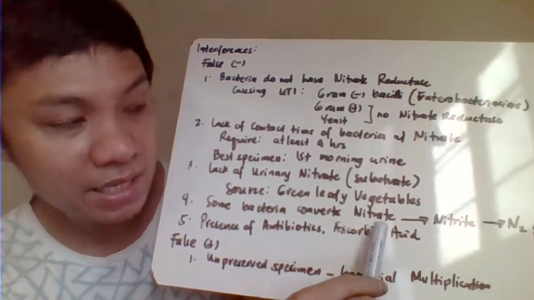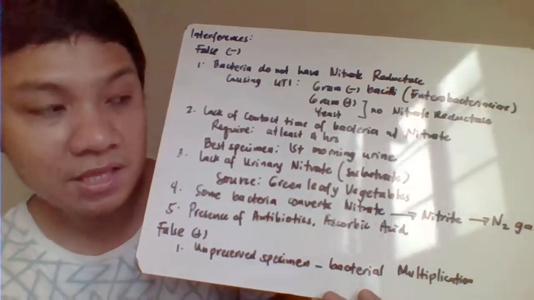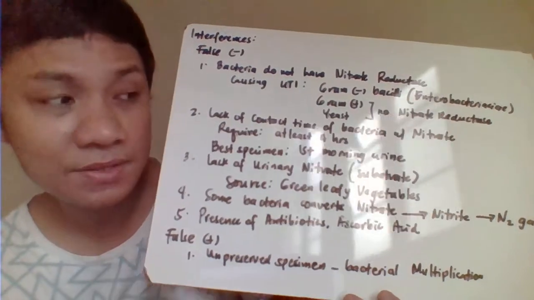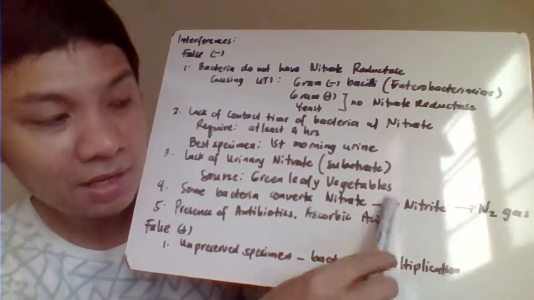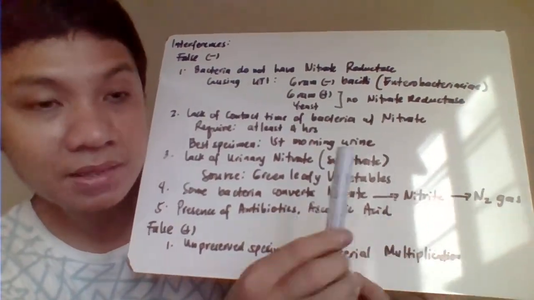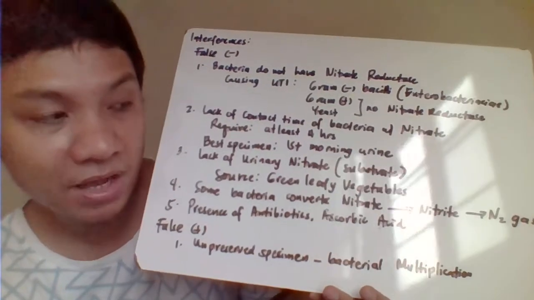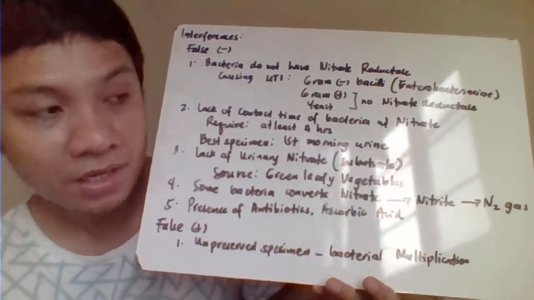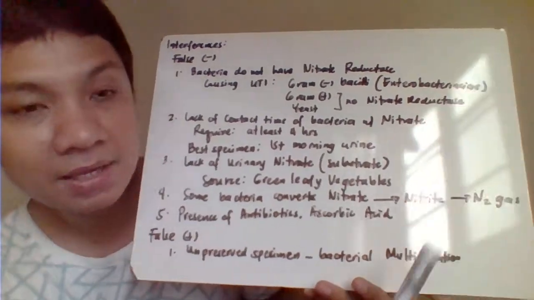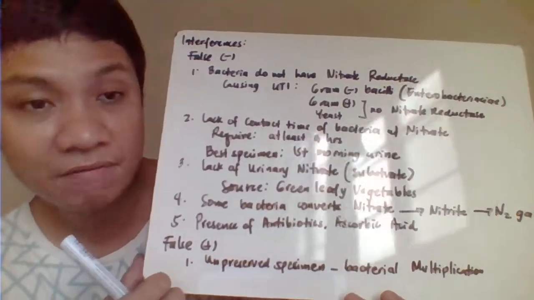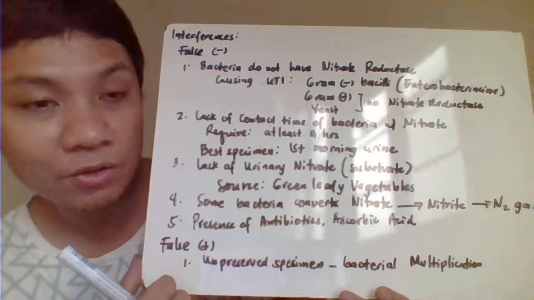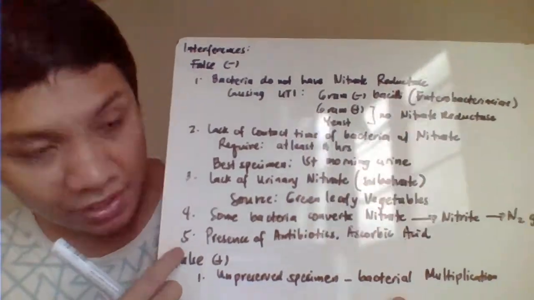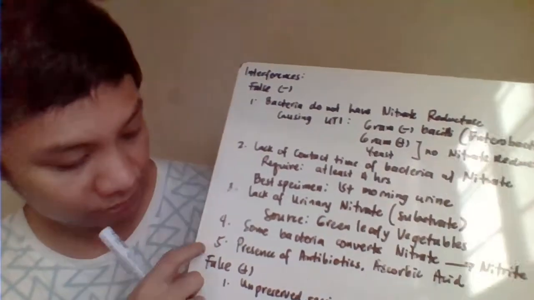Okay, number 4 here, some bacteria are able to convert your nitrate to your nitrite, but eventually it is further converted to nitrogen gas. So, may mga bacteria tayo na ganyan. So dapat ito lang ang maging positive natin. However, bacteria causing your urinary tract infection further convert your nitrite to nitrogen gas. And therefore, pag ito na ang magiging product natin, hindi na siya magre-react to our test pad for your nitrite. Then eventually it gives you a false negative result.